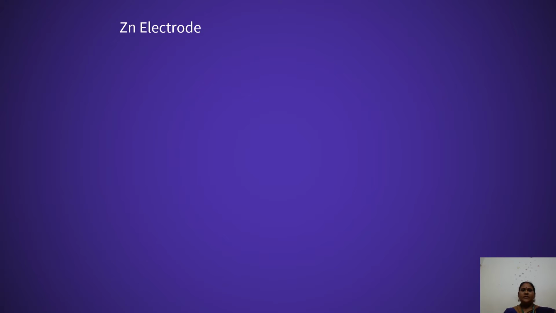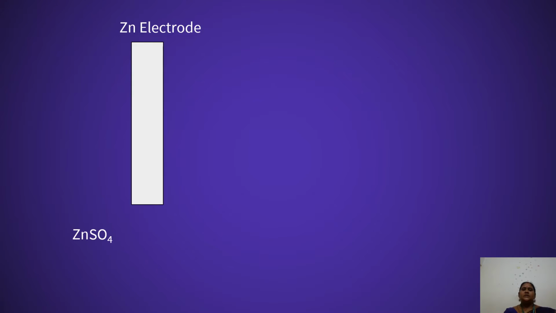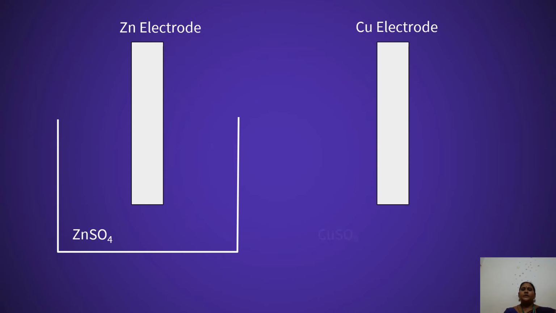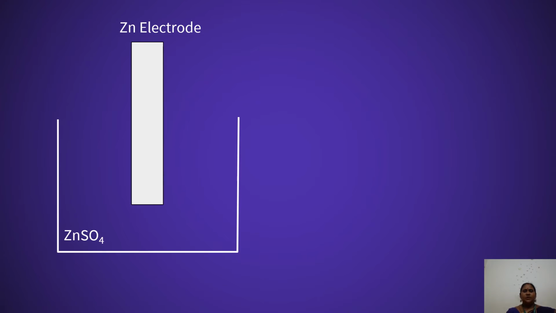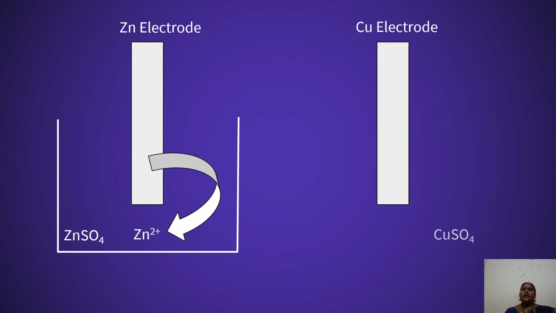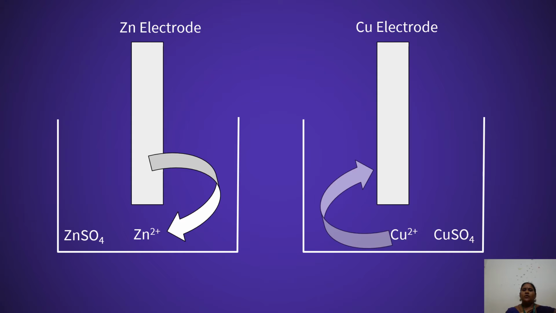For example, let us consider a zinc electrode placed in a zinc sulfate solution and a copper electrode placed in a copper sulfate solution. Almost all the metals either lose or gain electrons in order to attain a stable state. Here, the zinc electrode, when placed in zinc sulfate solution, is ready to lose electrons in order to form Zn2+ ions. Whereas in the copper electrode placed in a copper sulfate solution, the copper ions gain electrons and get deposited over the copper electrode.